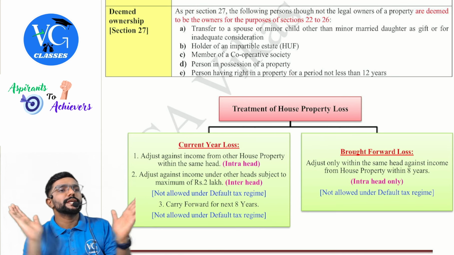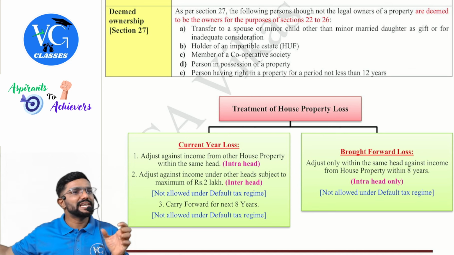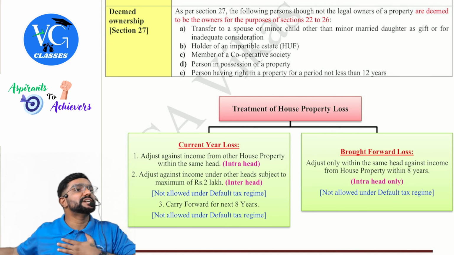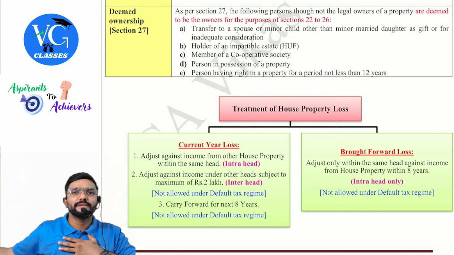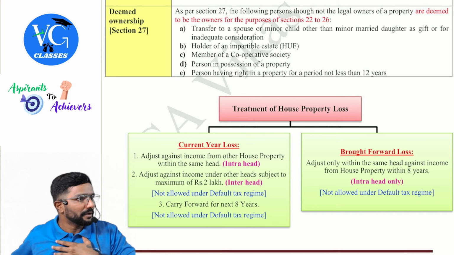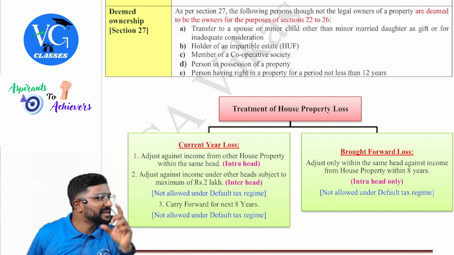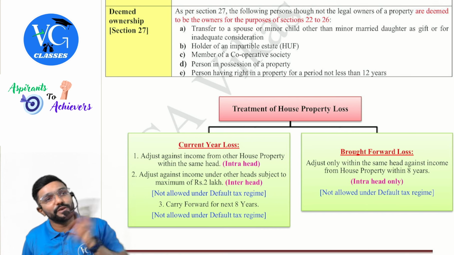If house property is transferred to a spouse or minor child, who is the legal owner? Receiver. But for income tax purposes, who is deemed to be the owner? Transferor. So if the receiver is earning any rental income from the property which is transferred, it is taxable for whom? Transferor. Please be careful. This has some connection with clubbing. I will explain this when I go to clubbing.